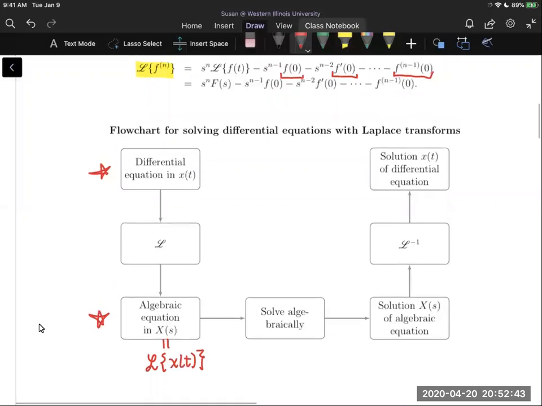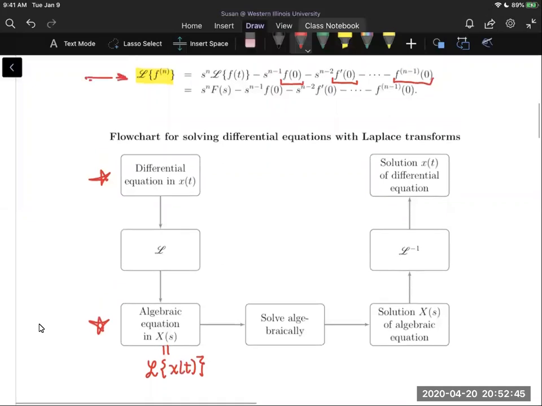So when we apply this corollary up here, we're going to get several of those in here. So here's one, for example. So now an algebraic equation. From here, we're going to solve algebraically, and we're literally talking about college algebra, solving for an unknown. From here, then, we're going to find our solution of this algebraic equation, and then we want to undo the Laplace transform by applying the inverse transform.